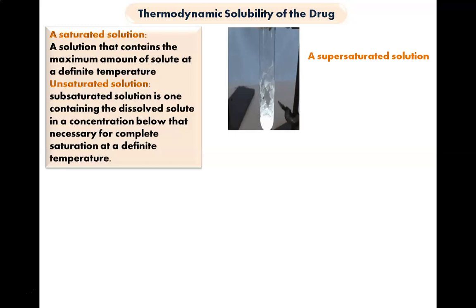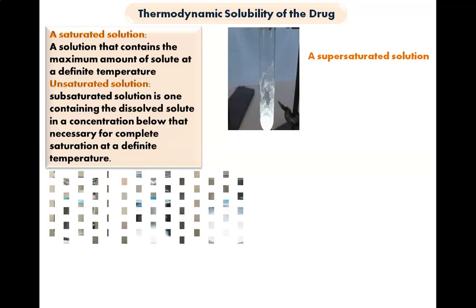Okay. Now, thermodynamic solubility of the drugs. In this entire topic, we are majorly talking about the thermodynamic solubility of drugs. So what do we mean by thermodynamic solubility of a drug? Thermodynamic solubility of a drug in a solvent is the maximum amount of the most stable crystalline form that remains in a solution in a given volume of a solvent at a given temperature and pressure under equilibrium condition. Let us see a simple example.